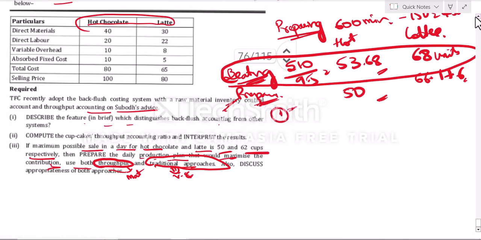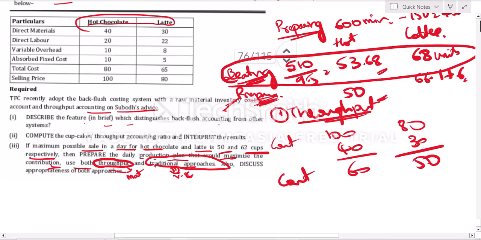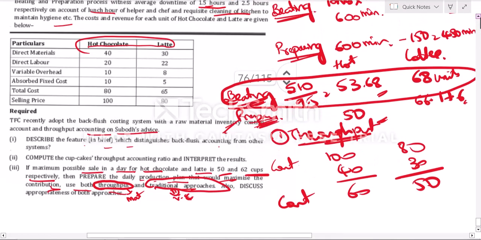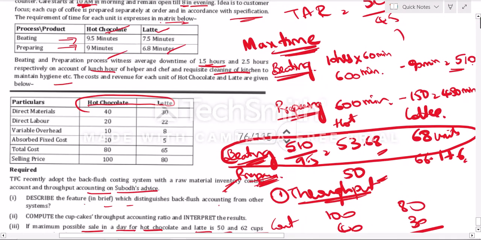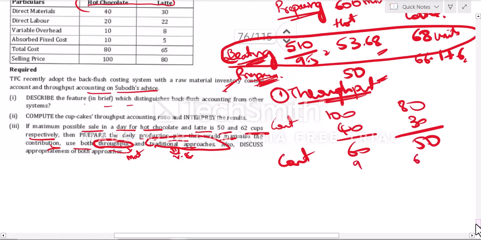So first, consider the throughput method and calculate the contribution. Selling price 180, and what is the material cost? 40 and 30. Here the contribution is 50 and here it is 60. Contribution per bottleneck: what is the bottleneck resource here? Preparing. 9 minutes and 6.8 minutes. So 9, 6.8.